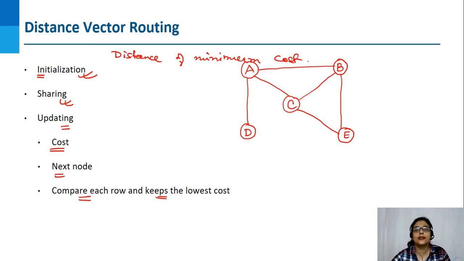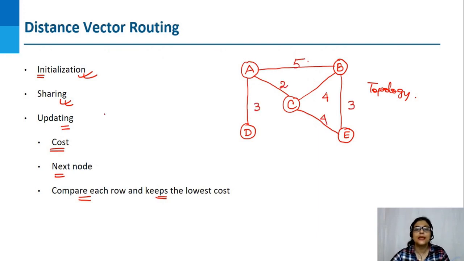Let us understand this topology. This topology consists of 5 different nodes A, B, C, D, E, and they are connected in this fashion. Let's understand that their cost is as given. That is, if anybody wants to go from A to B, the cost is 5. A to C is cost 2, C to D, C to E is cost 4, C to B is cost 4, B to E cost 3, and A to D cost 3. So now we have to initially create the routing table.